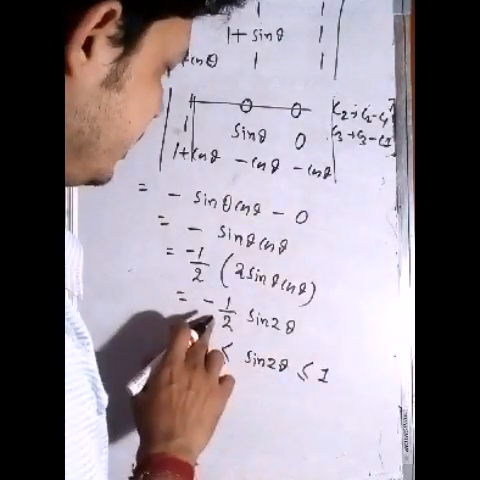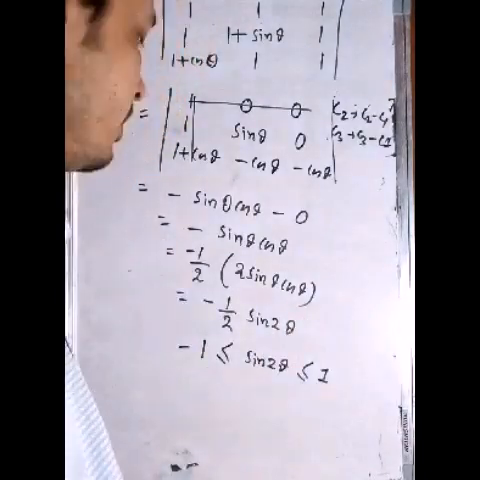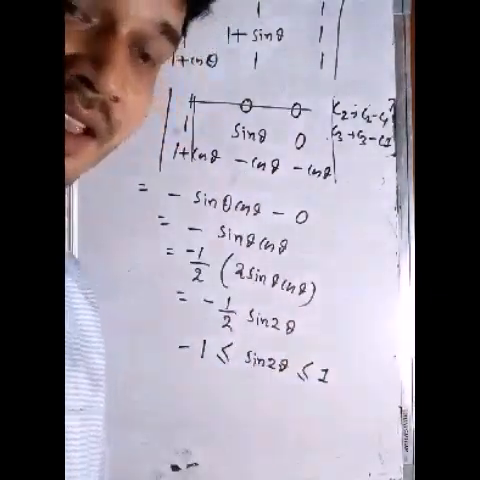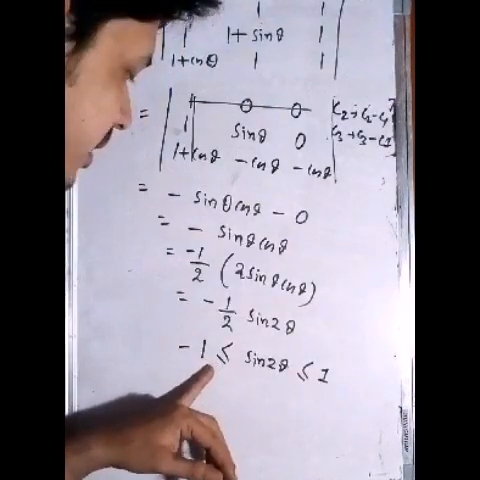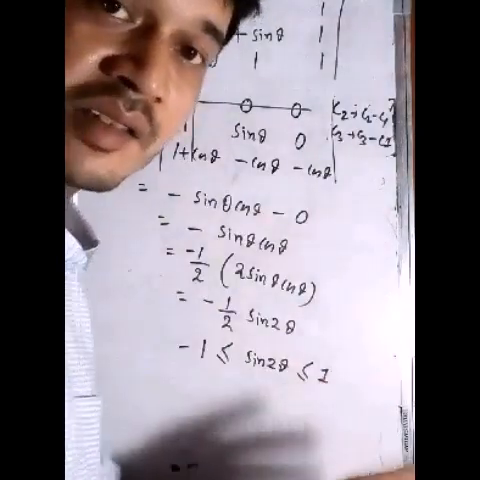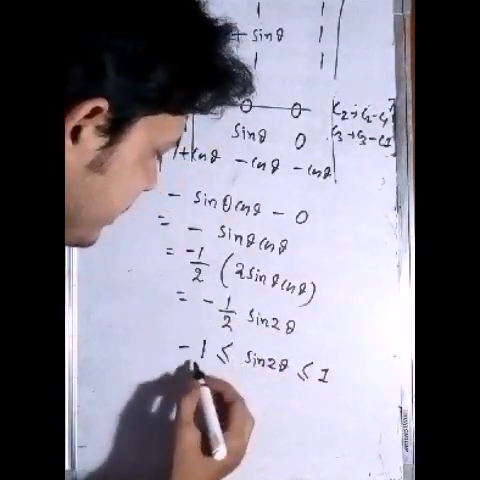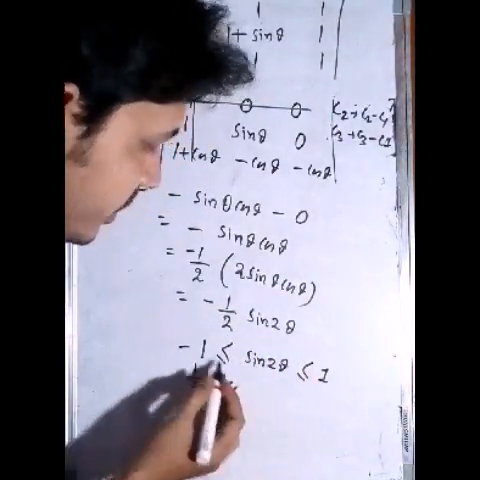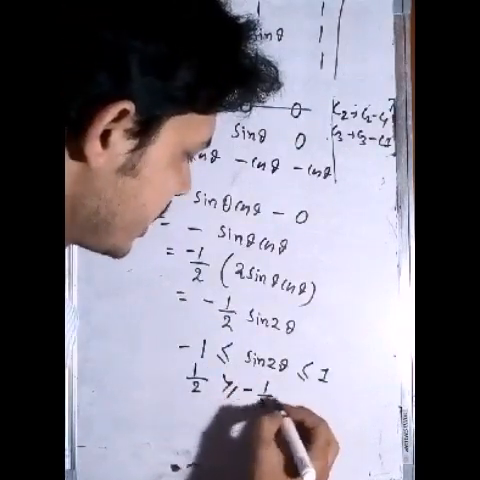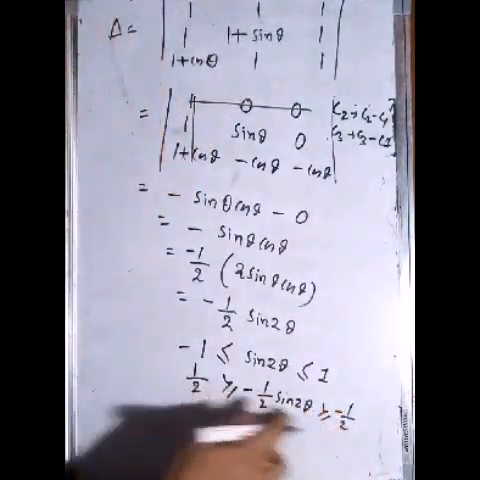Now we are going to multiply all the terms by minus half. Since we are multiplying by a negative number in an inequality, the inequality sign will change. This less than or equal to will become greater than or equal to, and the other one will also become greater than or equal to. So let's see what happens. By multiplying by minus half, we get half greater than or equal to minus half sine 2 theta greater than or equal to minus half. So we get both the greater than or equal to signs.